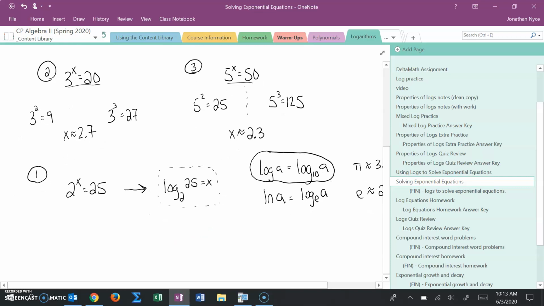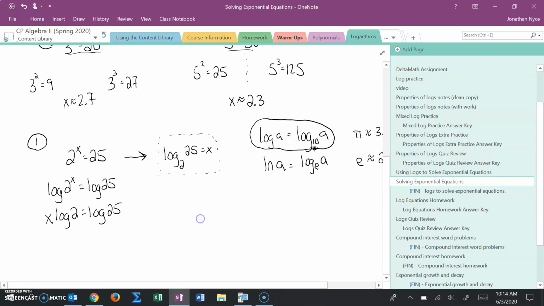So since we need a log base 10 button, we can't use log base 2. What we can do is log both sides of the equation. Again, basic algebra, whatever you do to one side, you have to do to the other side. Then we do log. Remember, we're doing log base 10. We're just not writing the 10. And then from here, we use the properties of logs, where the exponent can become a coefficient. So we're going to make that x a coefficient.